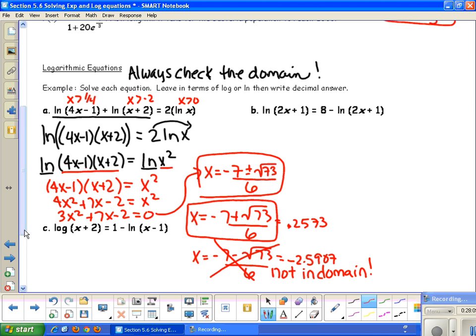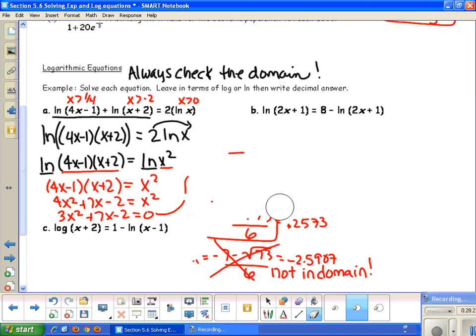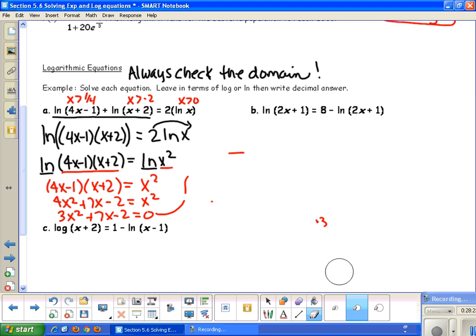So be careful to always check to make sure. So let's go ahead and look at example B. I'm going to go ahead and erase this right here, but of course you want to keep that on your paper because you need that answer, but I need room to be able to write here.